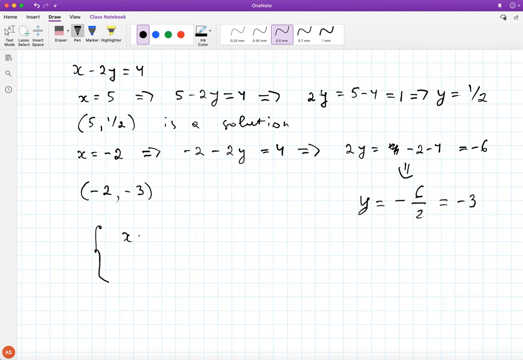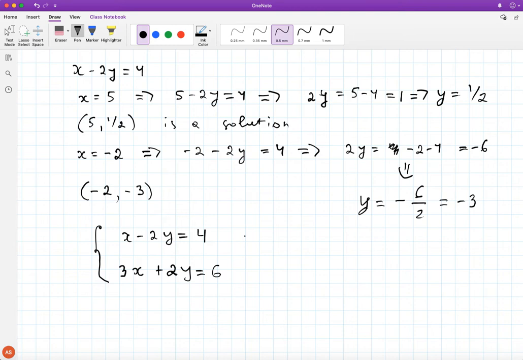So I will rewrite our first equation, x minus 2y equals 4, and I'm going to add another linear equation in x and y variables, namely 3x plus 2y equals 6. So now we have a system of two linear equations.